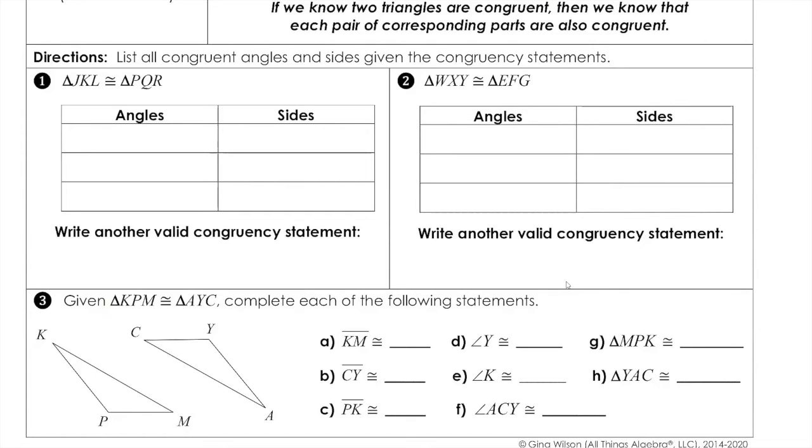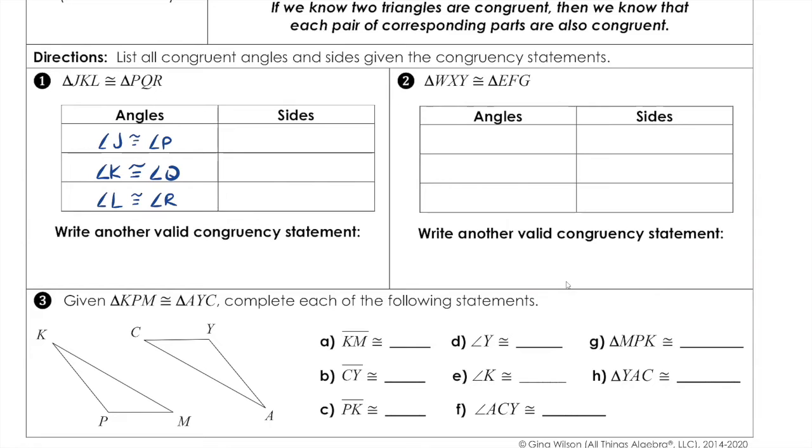If K comes second, it's congruent to who? Q. And maybe this thing will pop in there. There we go. And then lastly, L comes third, so it's congruent to R. Angle L is congruent to angle R.